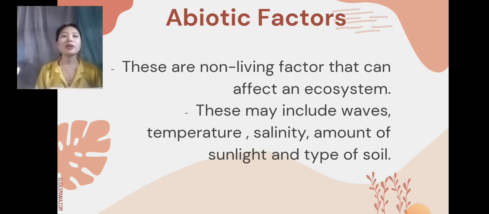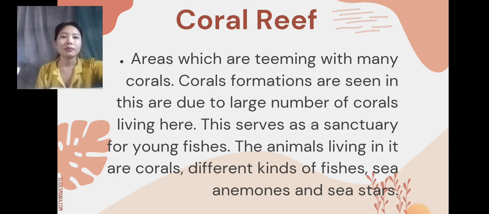Next is abiotic factors. These are non-living factors that can affect an ecosystem. They may include waves, temperature, salinity, amount of sunlight, and type of soil. Sa abiotic factors naman, dito yung mga papasok, yung mga non-living factor na nakakaapekto sa ecosystem. Dito papasok yung temperature, yung salinity, then yung sunlight, and other type of soil.